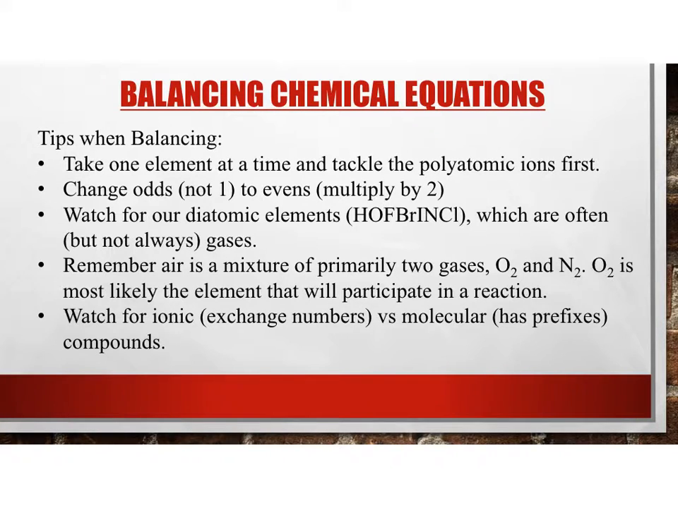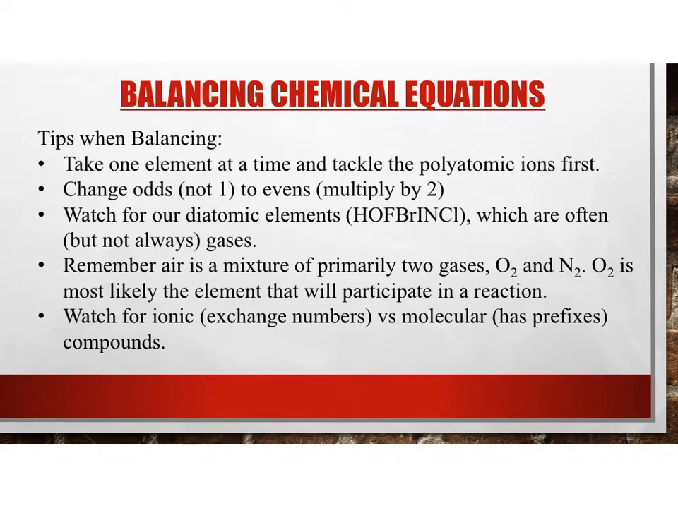If you have an odd number of an element, like a 3 on one side, but you have an even number on the other, realize we cannot make an even number odd, so we need to go ahead and change that odd number and make it even. And the easiest way to do that is to multiply it by 2. Realize we might have to change that coefficient later, and that's okay, but it gives us more manageable numbers and gets us on that right track faster.